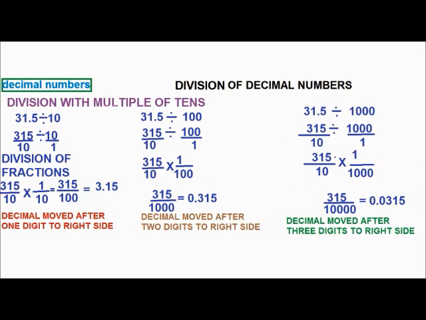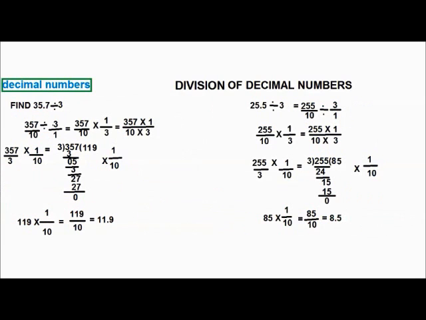Division with the multiple of tens. 31.5 divided by 10. 31.5 can be written as 315 by 10 divided by 10 by 1. So these are fractions, division of fractions. In the division of fractions, the first fraction multiplies with the reciprocal of the second fraction. That will become 315 by 10 into 1 by 10. That is 315 by 100, which is equal to 3.15. And like that some other problems are there.